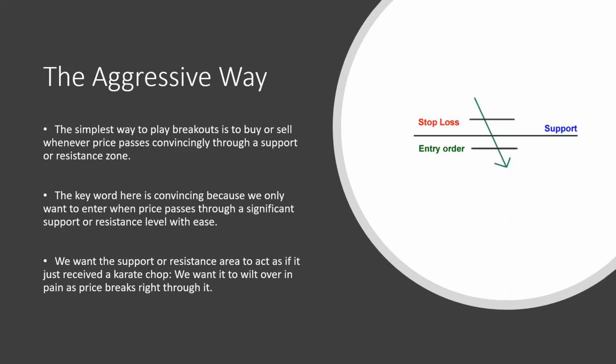The simplest way to play breakouts is to buy or sell whenever price passes convincingly through a support or resistance area. But the key word here is convincing, because we only want to enter when price passes through a significant support or resistance level with ease. We want that support or resistance area to act as if it just received a karate chop. We want it to wilt over in pain as price breaks through it.